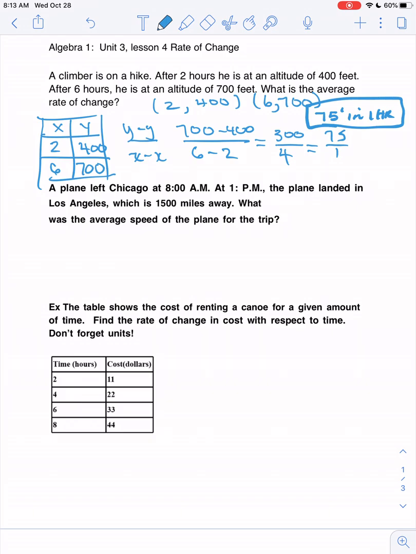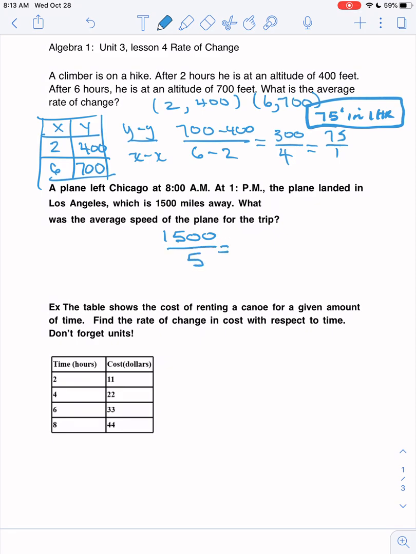Next one says a plane left Chicago at 8 a.m. At 1 p.m. the plane landed in Los Angeles, which is 1,500 miles away. What is the average rate of speed? So this time they're only giving us 1. So it looks like from 8 to 1, 9, 10, 11, 12, 1, it looks like he traveled for 5 hours. So he traveled 1,500 miles in 5 hours.